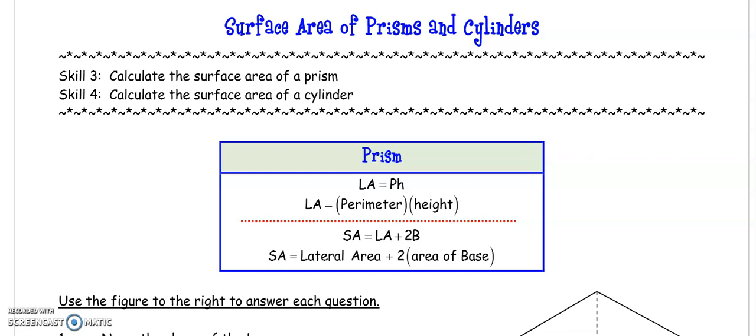So our lateral area formula for a prism is we take the perimeter of the base and we multiply it by the height of our prism. The surface area then, we take what we just had with the lateral area and we add on the area of two of the bases.